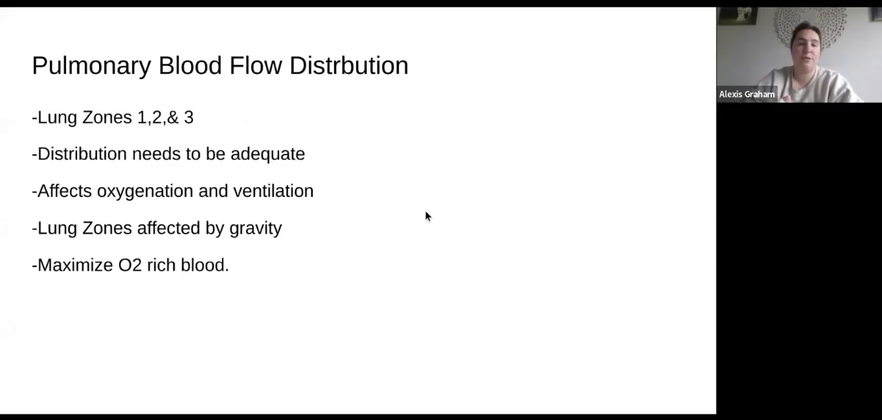So pulmonary blood flow distribution, just remember that the main way this is talked about is through lung zones 1, 2, and 3. These zones are gravity dependent, so in order to have proper blood flow, the distribution needs to be adequate because this affects the oxygenation and ventilation. And also you want to maximize the blood that is getting to the patient.